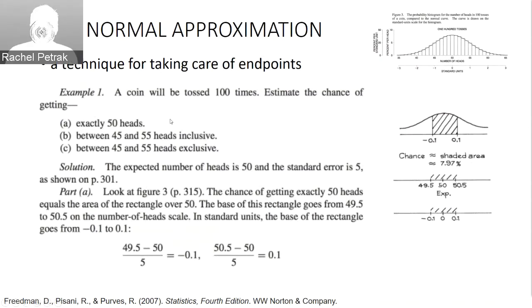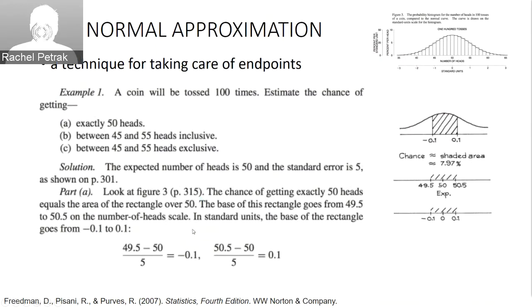So when we're still looking at our coin tossed 100 times, we can think through first the chance of getting exactly 50 heads. And you can see this worked out here. The expected number of heads when you toss the coin 100 times is 50, and the standard error is 5, as you can see down here. Oops, these are our standard units. You can see it on page 301. We've figured these out extensively in our last lecture.